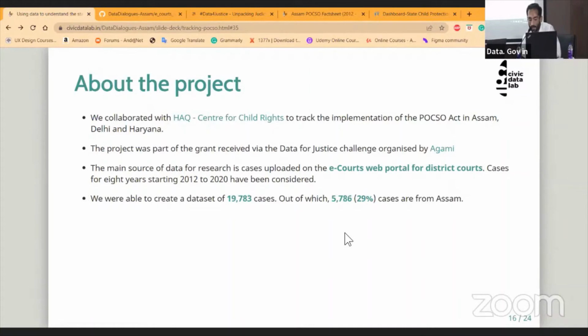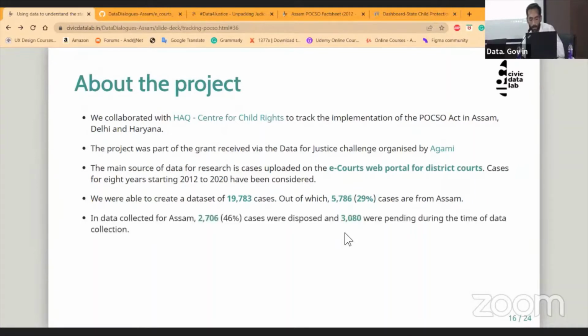There were a total of 19,783 cases across the 3 states. We had to download close to 1 lakh cases and then filter them and make sure that the data is correct. We filtered down to almost 20,000 cases, out of which almost 30% are from Assam. Of those, 46% were disposed, and 3,000 cases are pending, but this was at the time of data collection, which is April of 2020. Fortunately, judgments were available in almost 42% of the disposed cases, so not that bad compared to the national average. But still, it was a challenge to obtain judgments and orders.